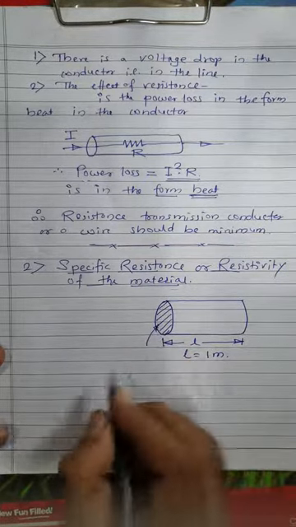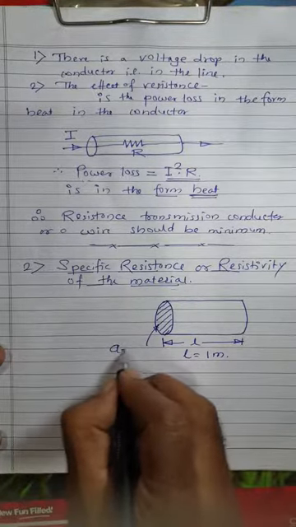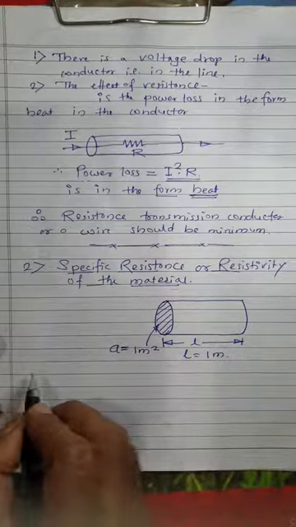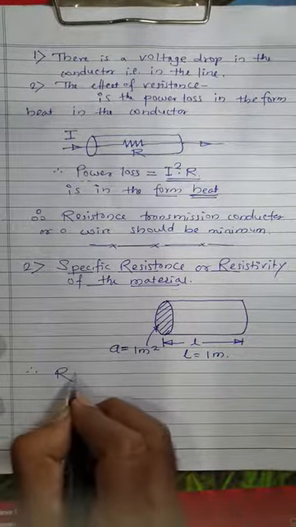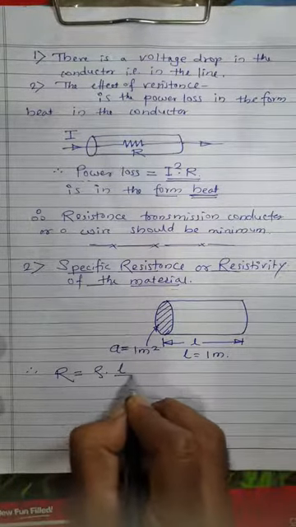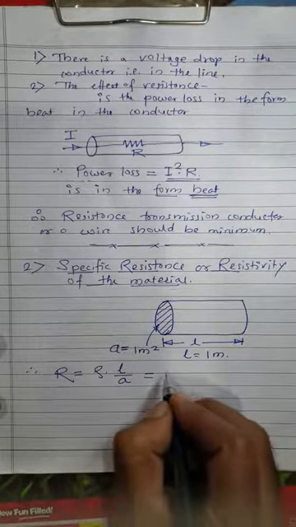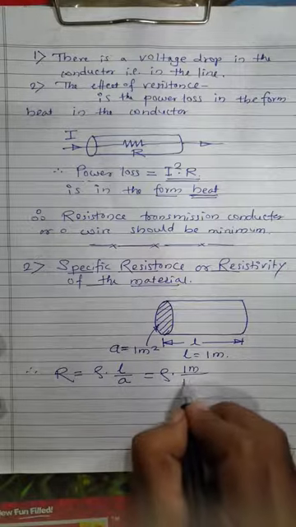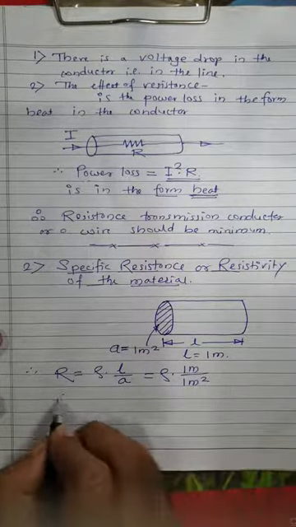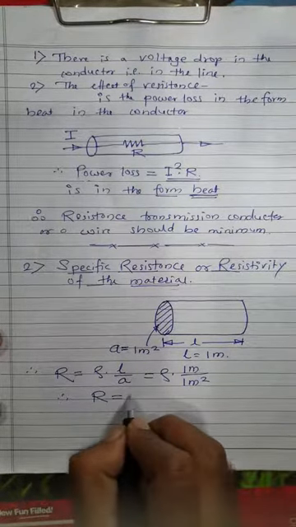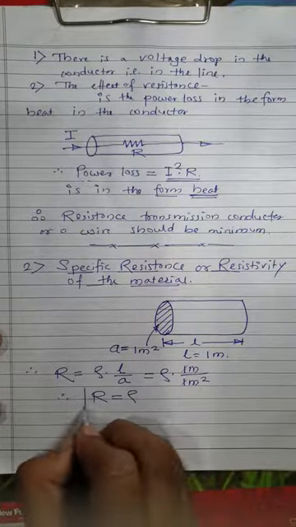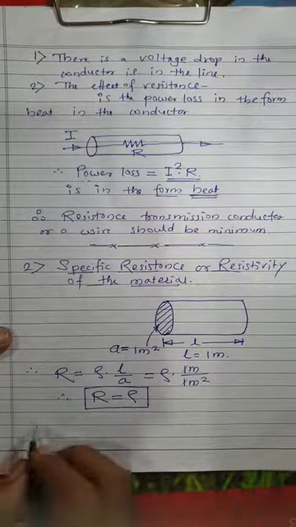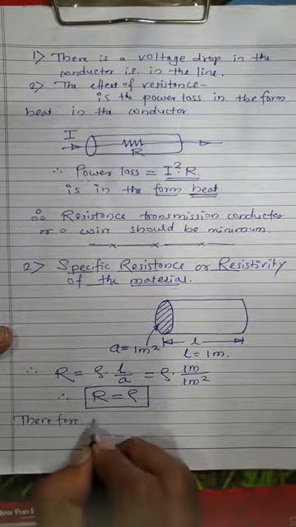Similarly, if we consider the cross section area equal to 1 unit, that is for example 1 meter square. Now let us find the resistance of this material. So R equal to, we know, rho L by A. Therefore rho is the resistivity or specific resistance, L length 1 meter, area of cross section 1 meter square, and therefore resistance of this material is simply equal to resistivity.